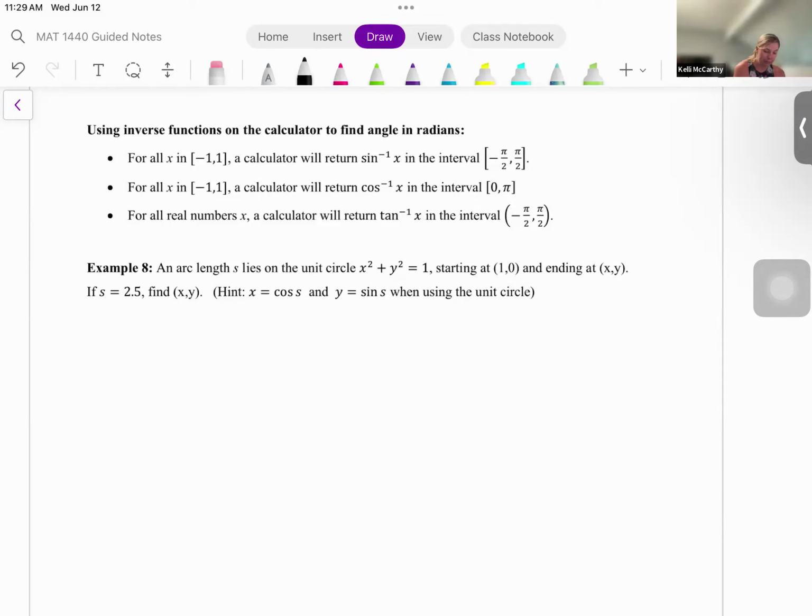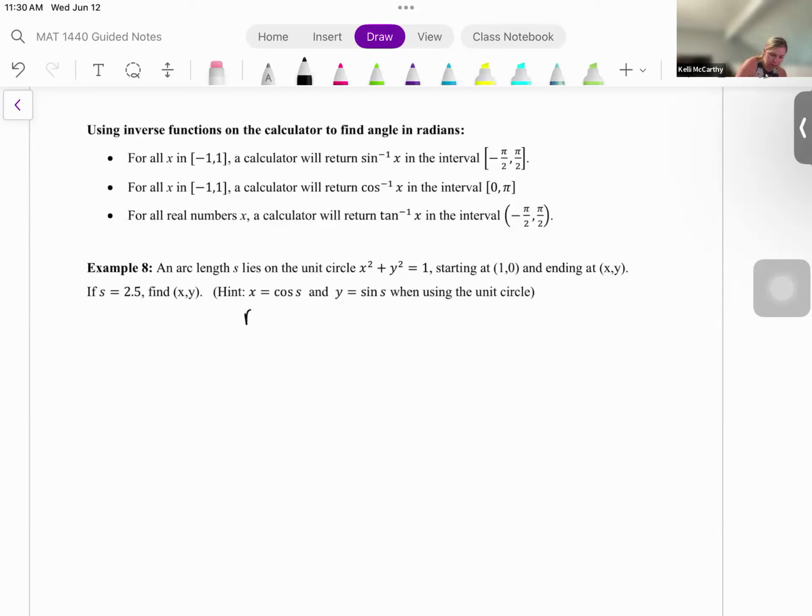An arc length S lies on the unit circle x squared plus y squared equals 1. So that's just the equation of our unit circle. It's a circle centered at 0 with a radius of 1. Starting at the point (1, 0) and ending at the ordered pair (x, y), if S is equal to 2.5, find x and y. Now the hint here is that x is equal to cosine of our arc length and y is equal to sine of our arc length when using the unit circle. So let's talk about why that is.